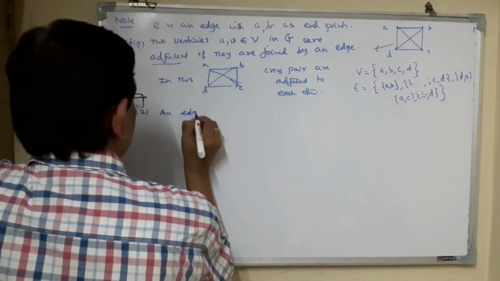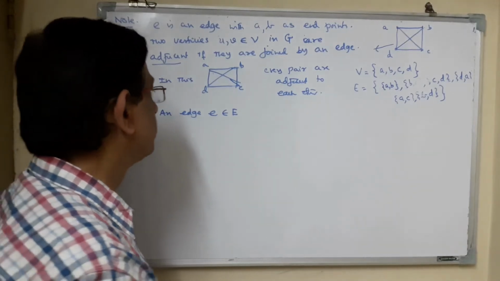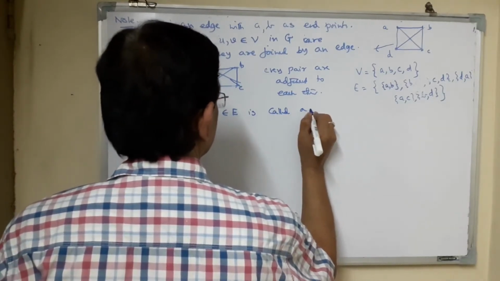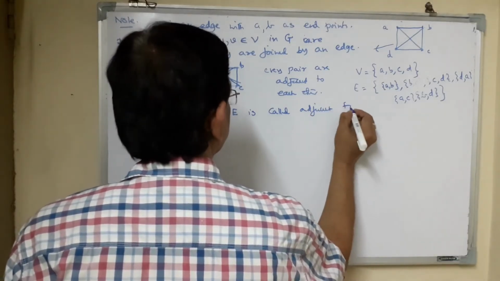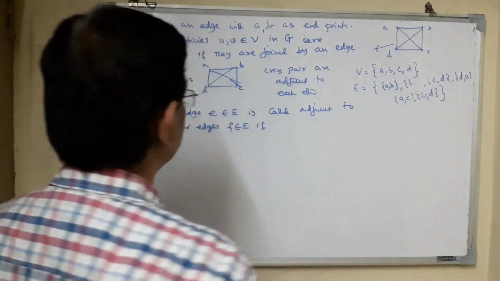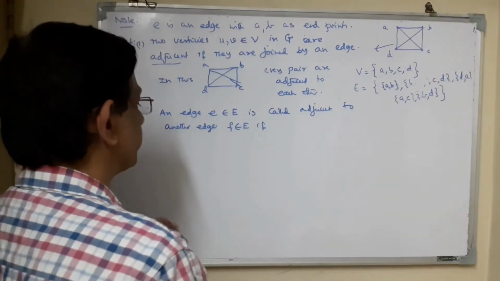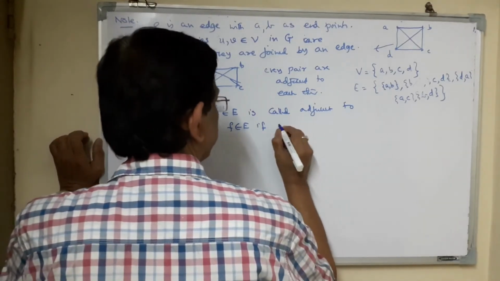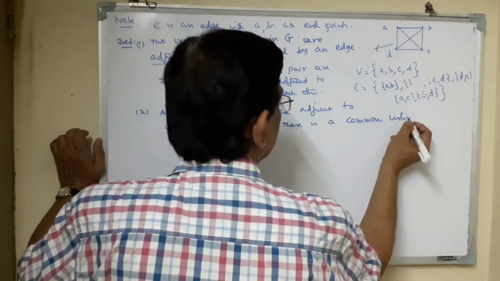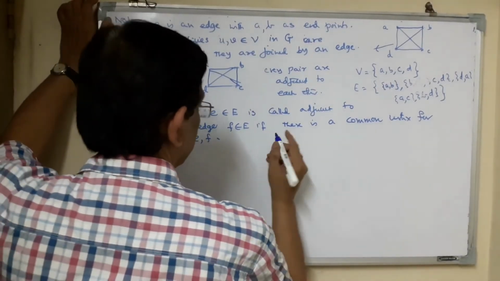An edge E belonging to E, again E is a 2-element set, is called adjacent to another edge F in E if there is a common vertex for both E and F. That is, look at this example.